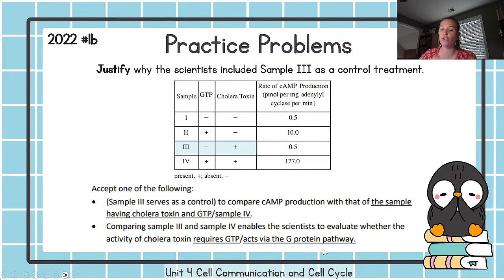Sample 3 is a control, yes, but we need to say why they would use 3 as a control, and so they're wanting you to justify it. We know it's a control. We want to say, well, why am I using this one?